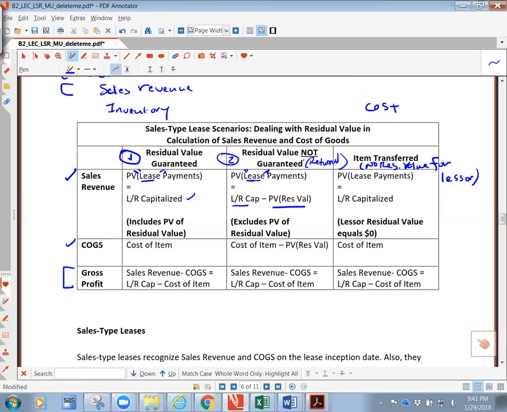Excludes the PV of the residual value. So, and why does it?